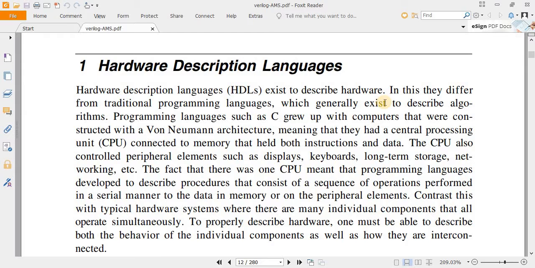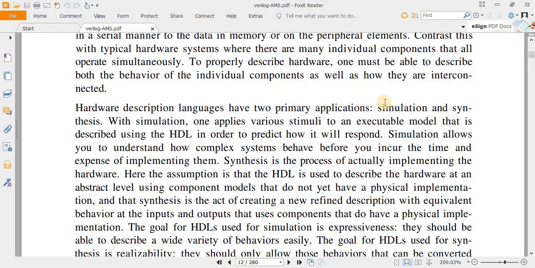Contrast this with typical hardware systems where there are many individual components that all operate simultaneously. To properly describe hardware, one must be able to describe both the behavior of the individual components as well as how they are interconnected. Hardware description languages have two primary applications, simulation and synthesis.